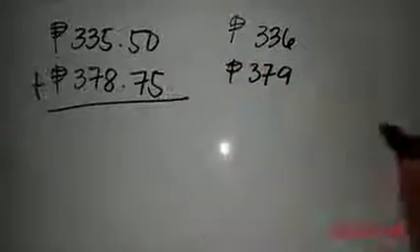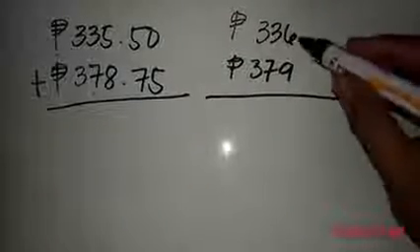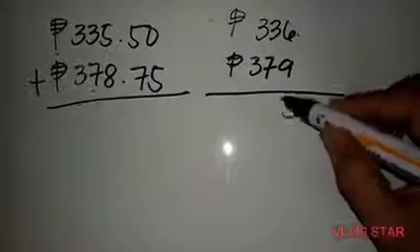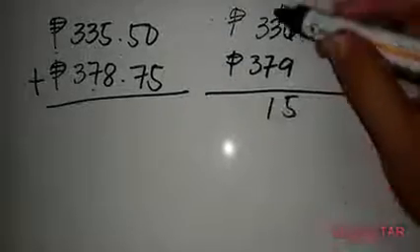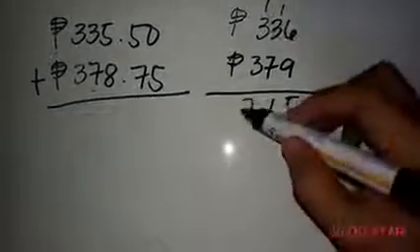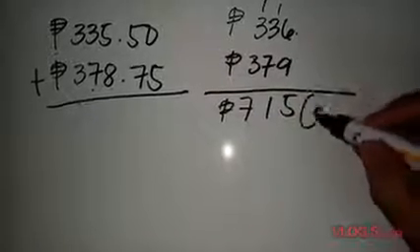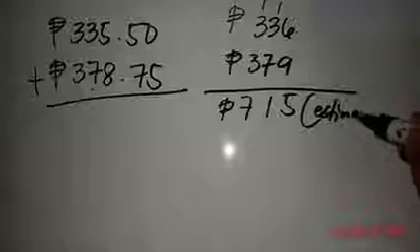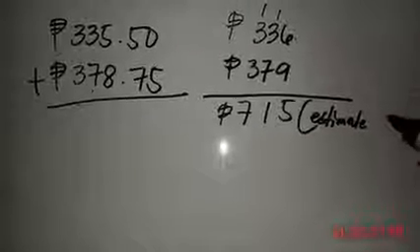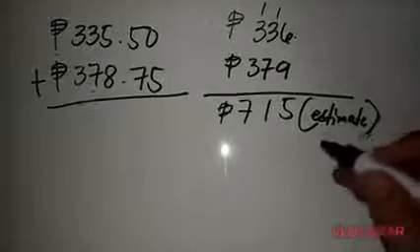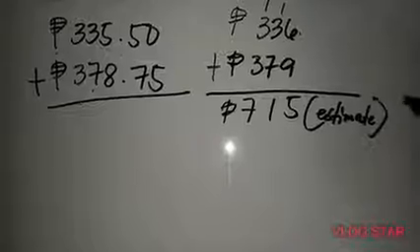decimal into peso. Then after that, let's add. 6 plus 9 is 15. Carry 1. 4 plus 7 is 11. Carry 1. Then 7. So 715. This is what we call the estimate. Okay? This is the estimate sum or total of these two numbers.